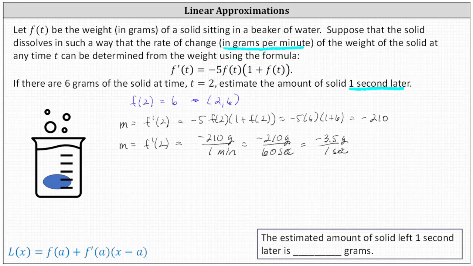So if there are 6 grams at 2 minutes, 1 second later there's going to be 3.5 less grams. 6 minus 3.5 equals 2.5. The estimate is there will be 2.5 grams of the solid left 1 second later at the time of 2 minutes. To complete our statement, the estimated amount of solid left 1 second later is, again, 2.5 grams.